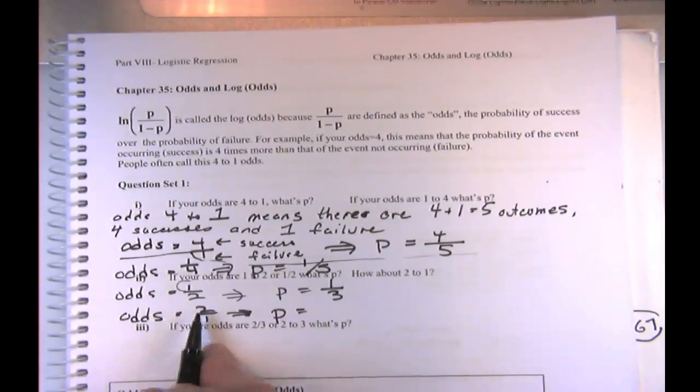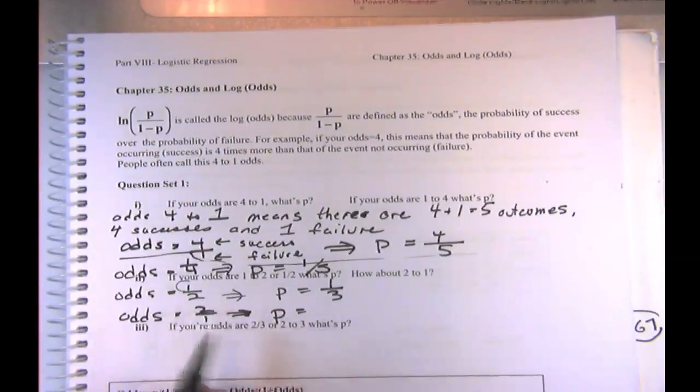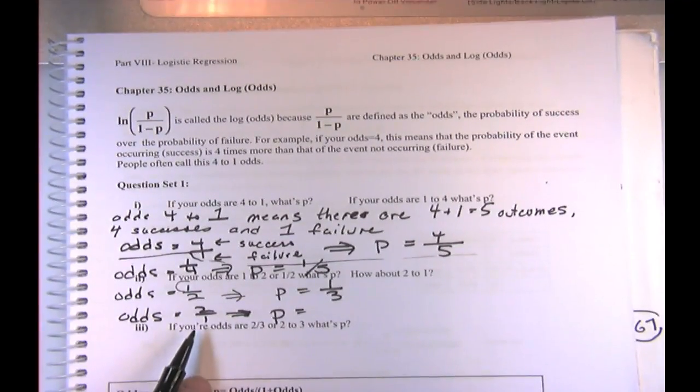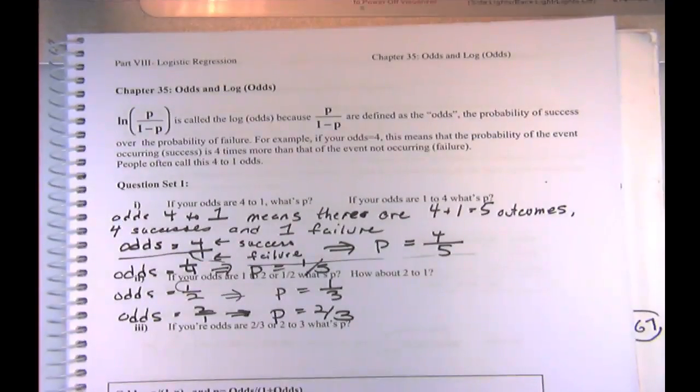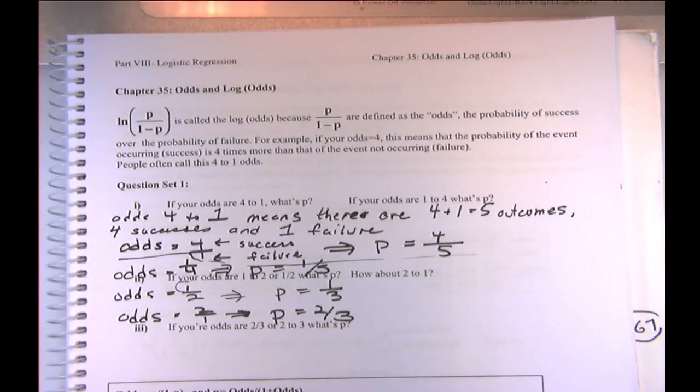2 to 1 odds. There are twice as many ways to succeed as to fail. So your probability is 2/3. 2/3 of the time. It's a 2 to 1 ratio between your successes and your failures. Does this make sense? Nod if it does, so I know. That's how I like to think of it.